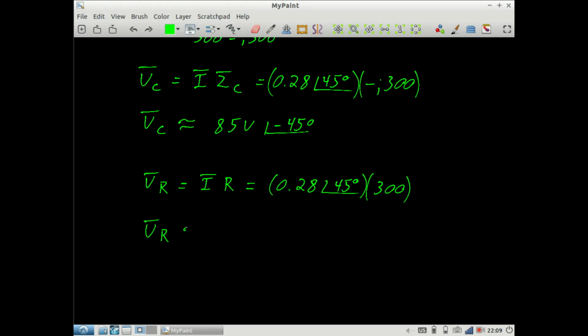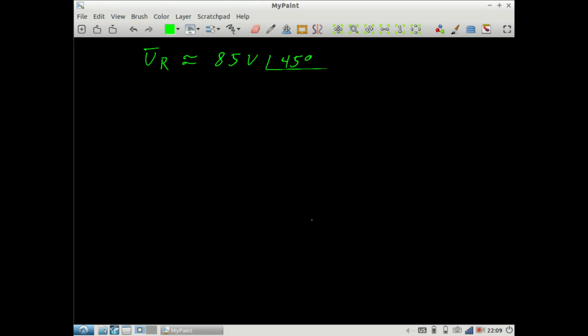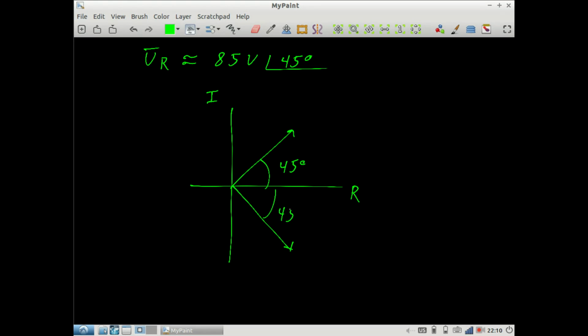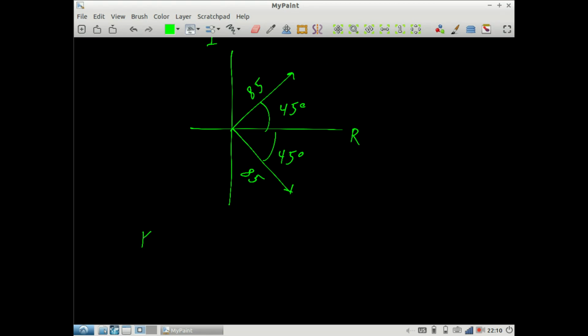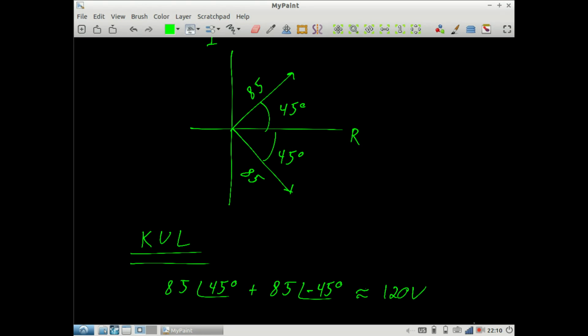Now, that's what we know from the lab. Oh, while we're at it, we may as well plot these out. So we have the real axis, the imaginary axis, at a phase angle of 45 degrees we have 85 volts, and at a phase angle of negative 45 degrees, we have 85 volts. We can do a quick check with Kirchhoff's voltage law. So 85, phase angle 45, plus 85, phase angle negative 45, is approximately 120 volts, where we started from.